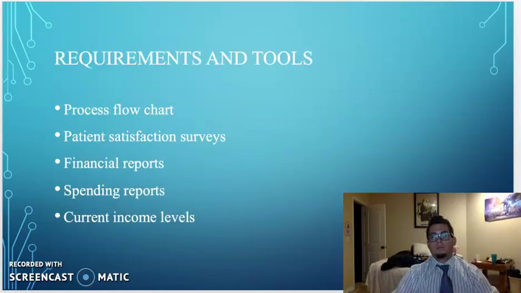The requirements and tools needed to achieve this would be a process flowchart, patient satisfaction surveys, financial reports, spending reports, and current income levels. We need a process flowchart to analyze different aspects within the healthcare organization itself. We need patient satisfaction surveys to see how the patients are liking these changes. We also need current income levels in order to create a business report and a business model of different employees and what they're getting paid. And this is a manager's duty.